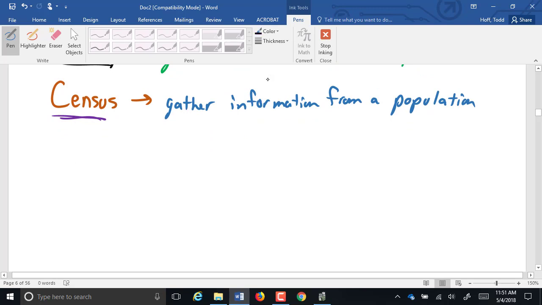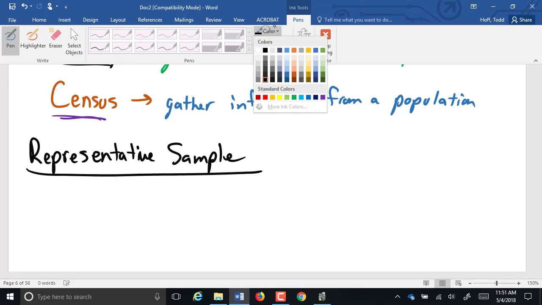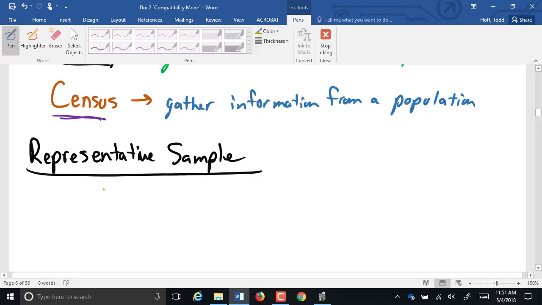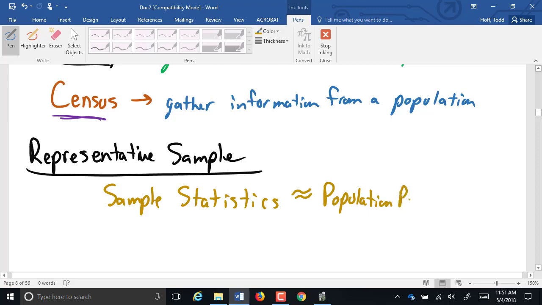So now, that sample, in order to be usable, in order for all this to work, has to be what's called a representative sample. What does that mean? Very simply put, briefly put, that the sample statistics are approximately, really as close as possible to the population parameter.